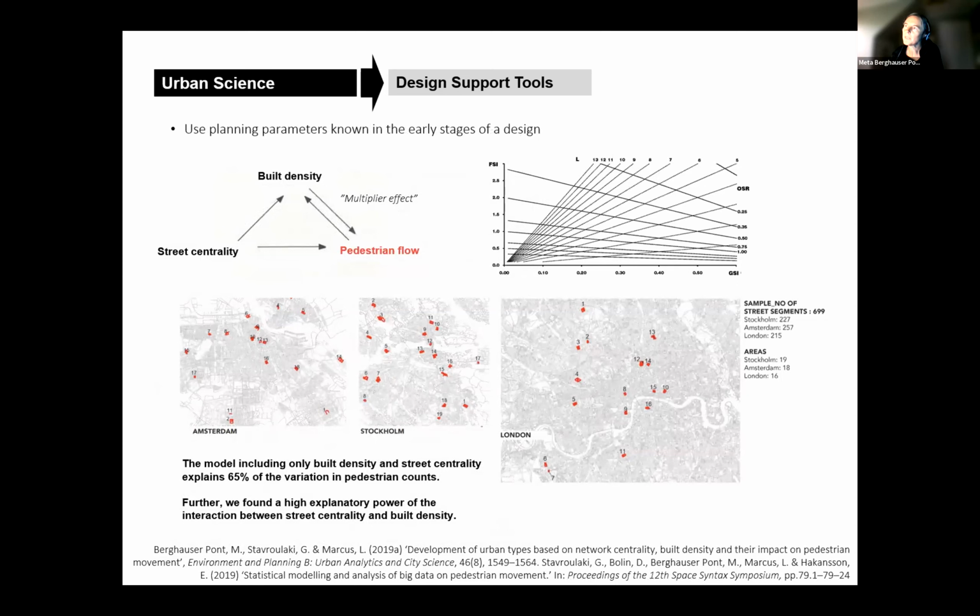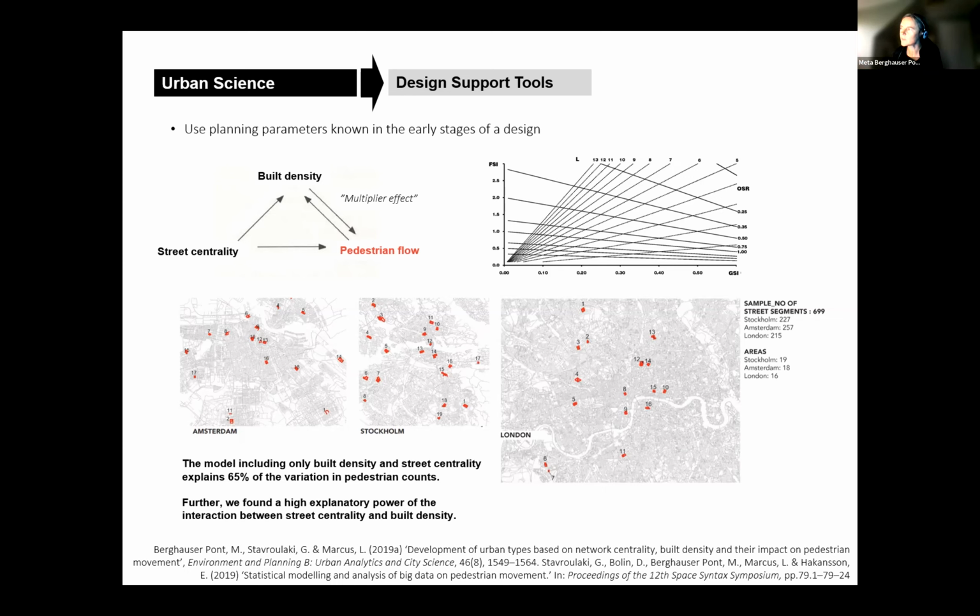And then use planning parameters known in the early stages. And that's where the powerful things come in. If we only use, and that's what we have been trying to do, street centrality and built density to predict or to explain pedestrian flows. And that we have done in Amsterdam, Stockholm, and London. So we have been in many, many different areas.